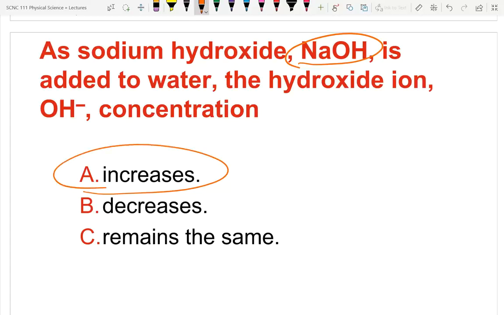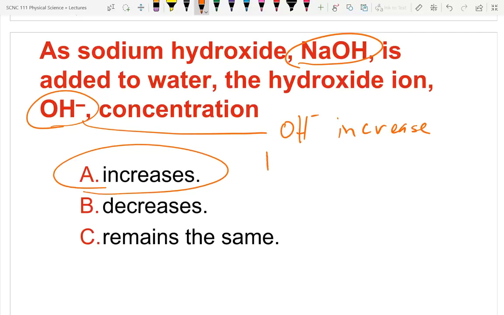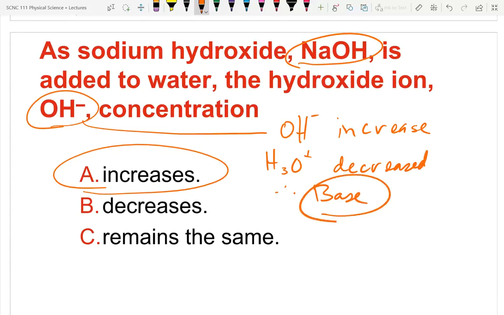So if the OH concentration increases, then is that a base or an acid? That's right. Because OH increase means H3O decreased, therefore base.